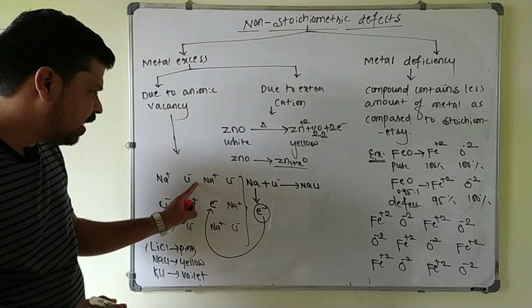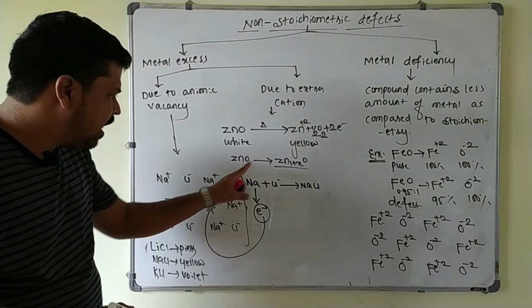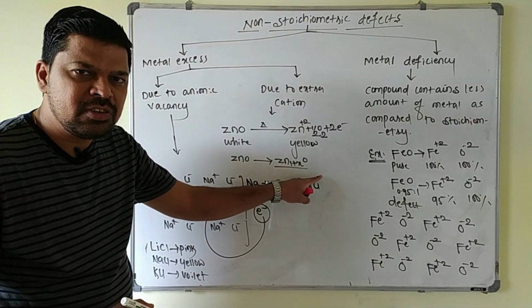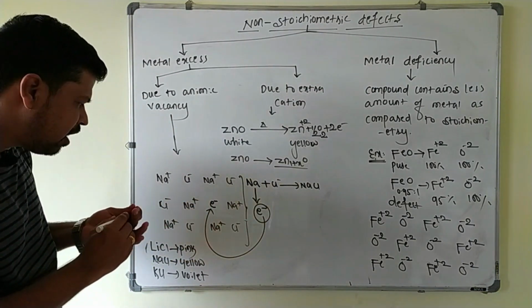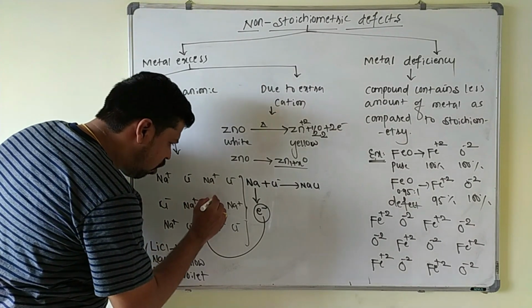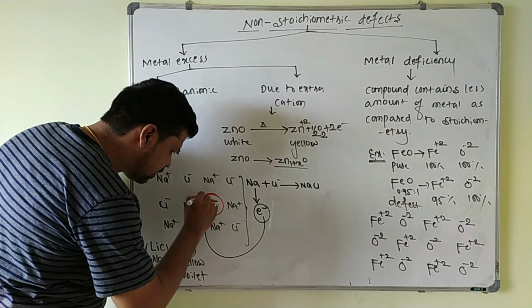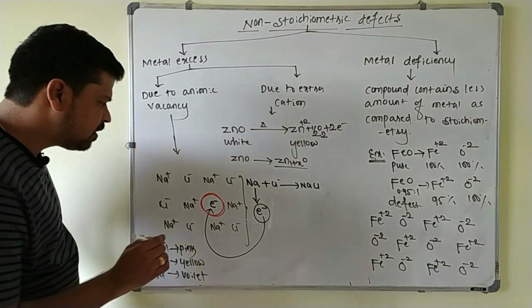So in order to maintain electrical neutrality, since one anion is missing, which means a negative charge is missing, that is compensated by the electron here. So this anionic vacancy that is occupied by the unpaired electron is called what? F center, we call it.